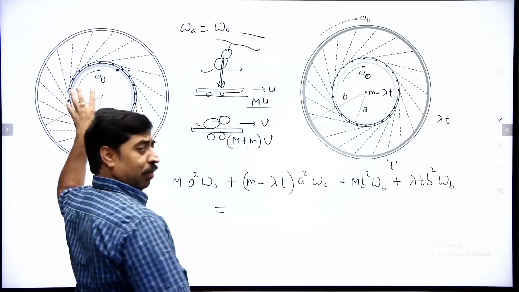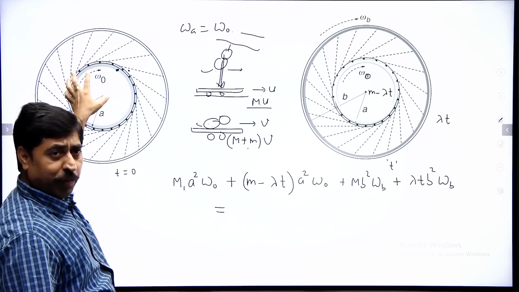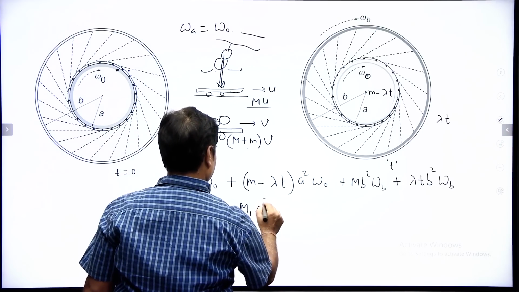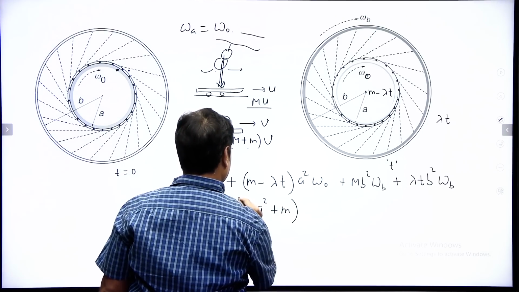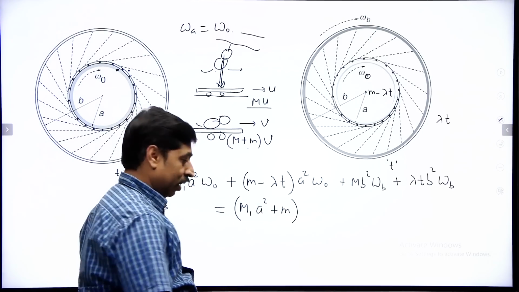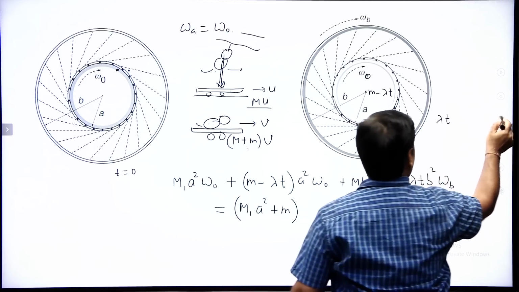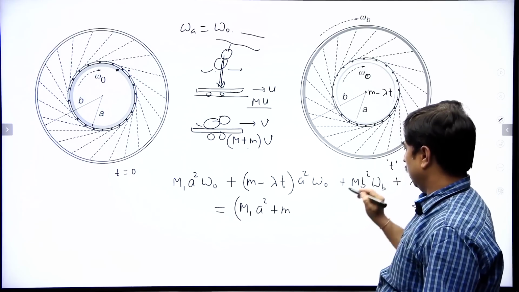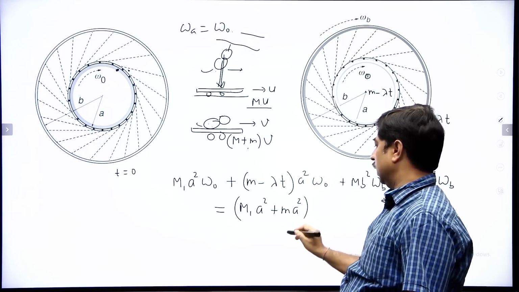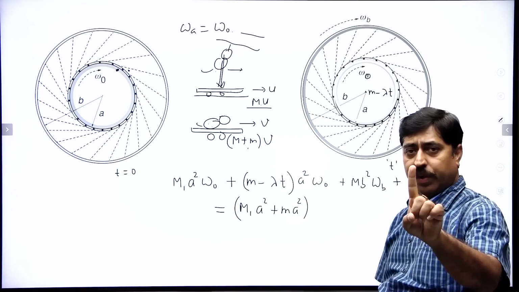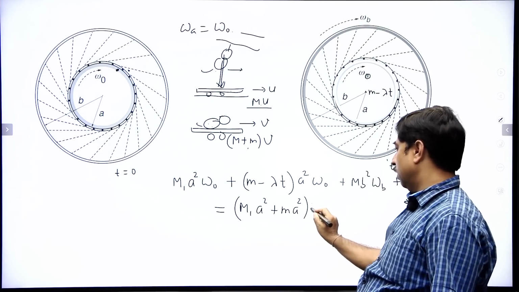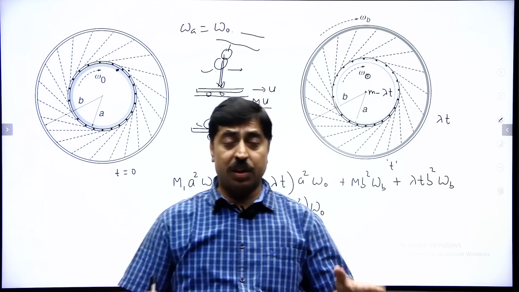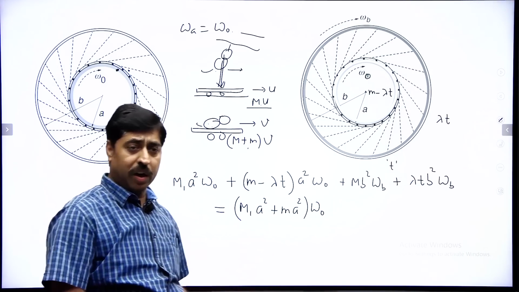And what is the initial angular momentum? What is the initial angular momentum for the inner drum and sand? I am taking it to be together. Just a minute. This is the complete moment of inertia of sand plus drum, into omega naught, and the question says that the outer drum is stationary initially, it is not rotating.